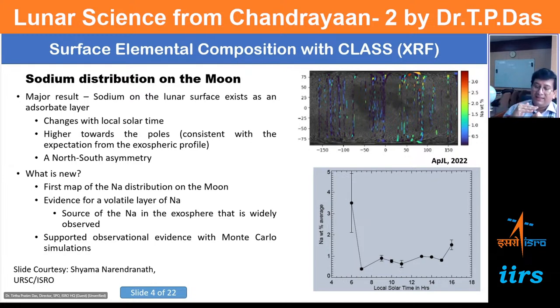Same thing happens. The atoms on the moon surface get excited, and then they undergo a process of relaxation, and during the process of relaxation they emit photons. And this instrument which I am mentioning here, CLASS, captures the signature of the X-rays which are coming from the surface of the moon, and it captures the different signatures of different elements. So this is how this thing works.